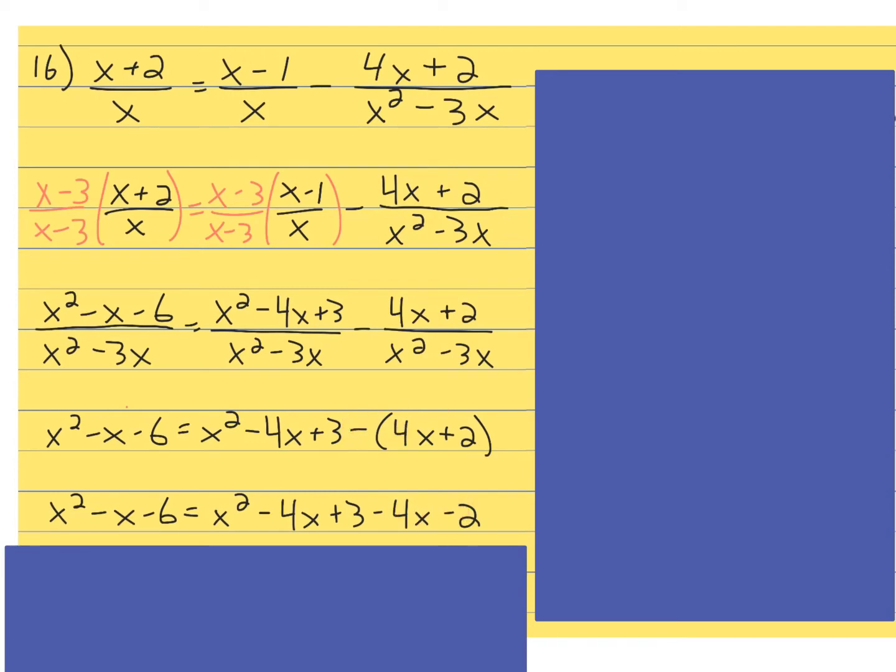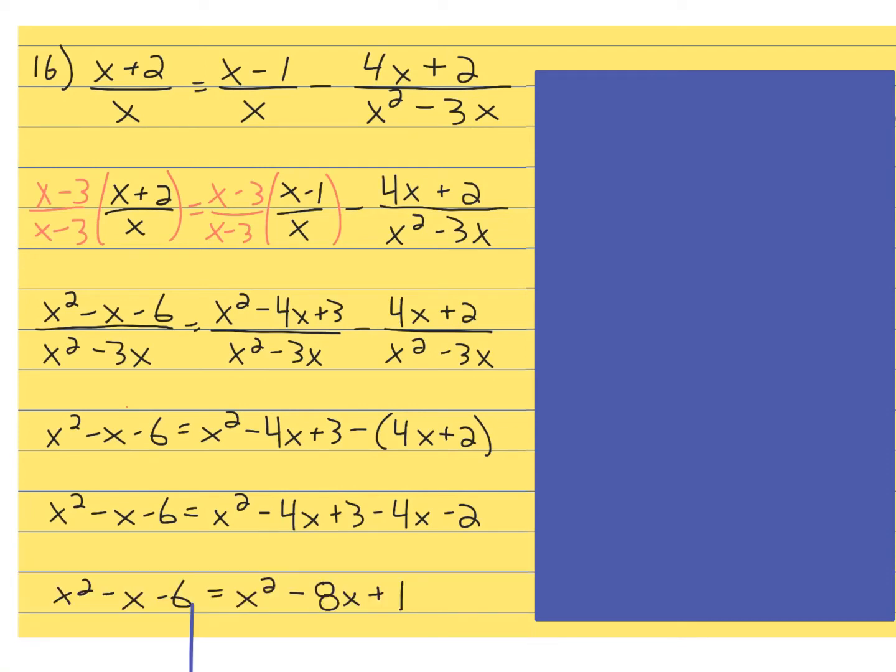Okay. Now we just got to combine the like terms. And when we start to do all of that, we combine negative 4x and negative 4x is negative 8x, and the positive 3 and the negative 2 is positive 1. Okay.